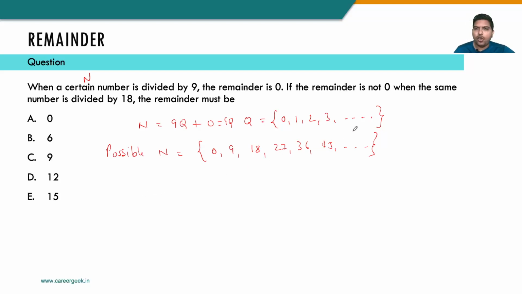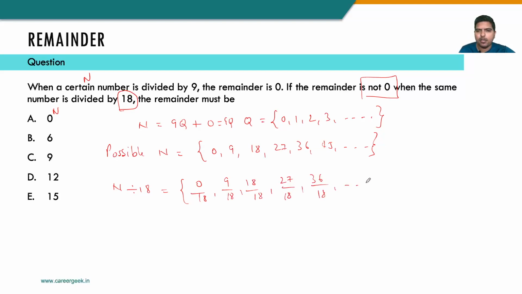If the remainder is not 0, when the same number, when n is divided by 18, okay? So they are saying you divide n by 18 and see. So let's divide all the values by 18 and check, and so on, right? Now, we have seen proper fractions, the remainder is the numerator only. 18 upon 18 completely divisible, 0 remainder. 27 upon 18, 18 plus 9, 36 is divisible, right?